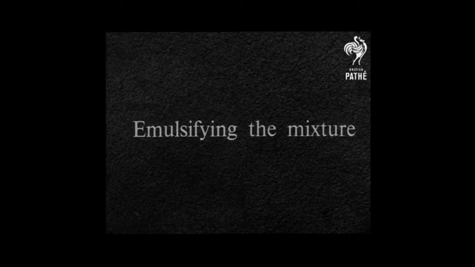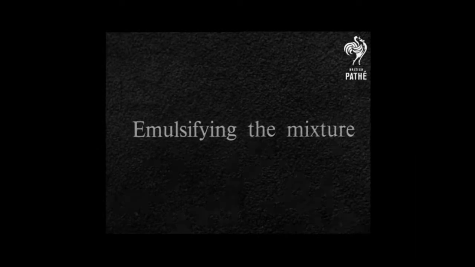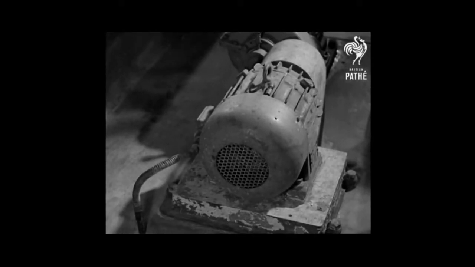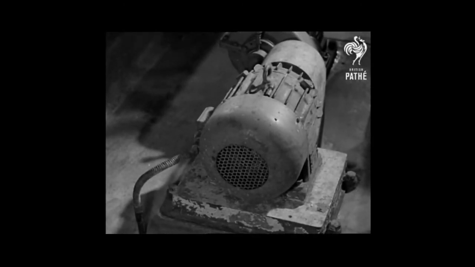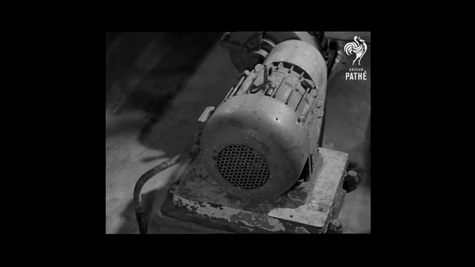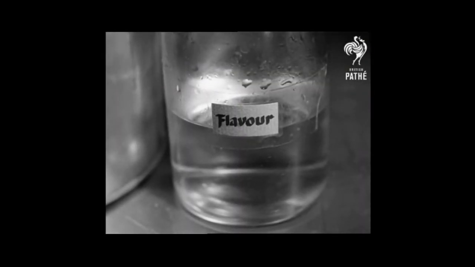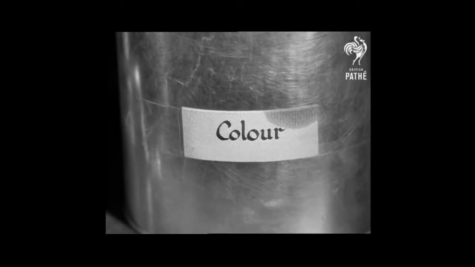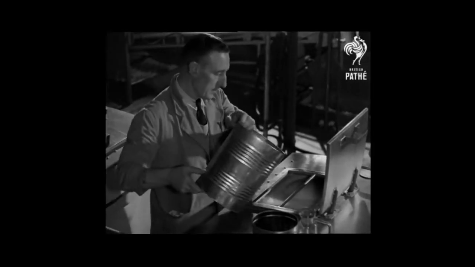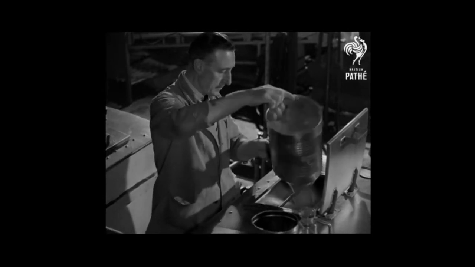From the churn, the mixture runs down a pipe and is forced through a series of perforated blades, rapidly rotated by an electric motor. Here the transformation takes place and emulsion is produced. To this emulsion, the remaining ingredients are added: flavor, vitamins, and colour. These three go into the emulsion in the churning tank.